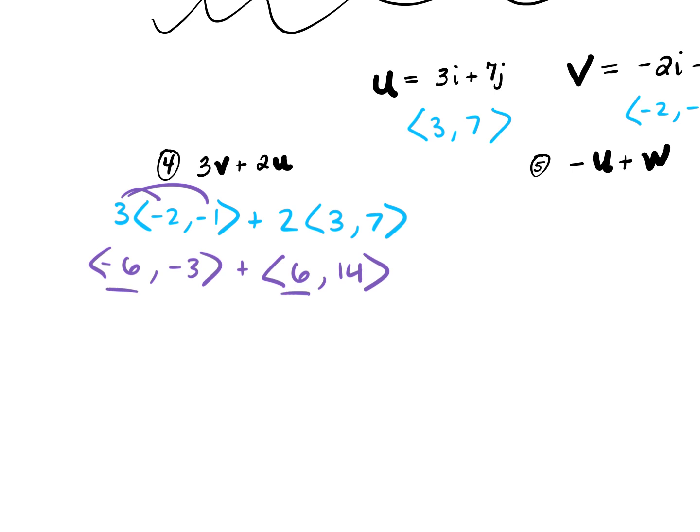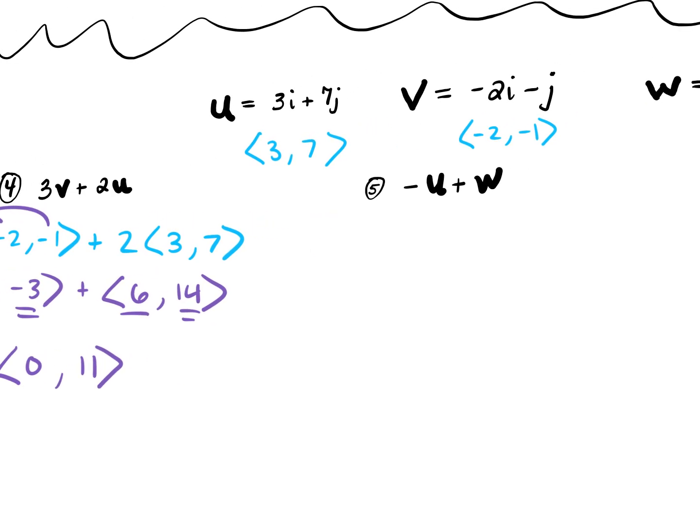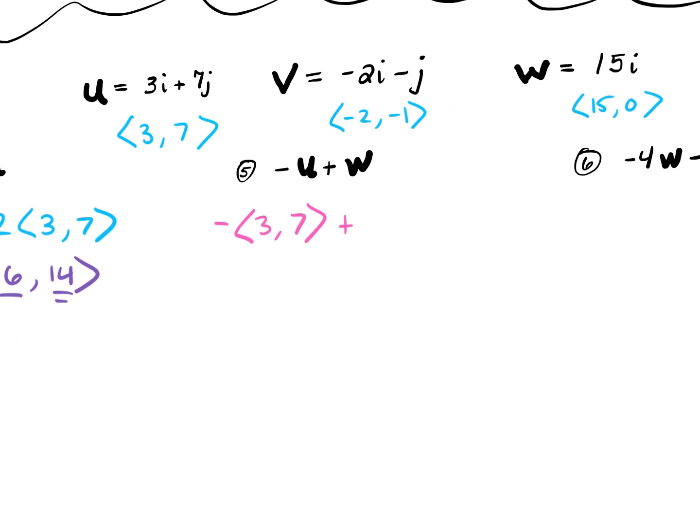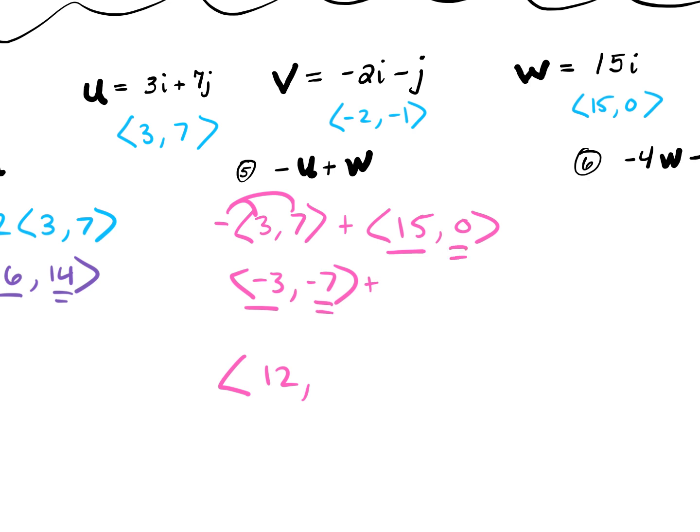Then we add first number with the first number. So what would be the first number in my component form? Zero, perfect. And then second number with the second number, what's -3 plus 14? 11, great job. Let's do 5. So -u, so I have -3, 7, plus w, which we said was 15, 0. So we want to distribute the negative first, so we get -3, -7, and then we can add them together. First number plus the first number would be 12. Second number plus the second number would be -7.